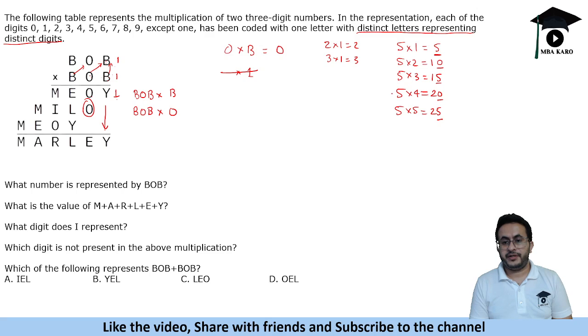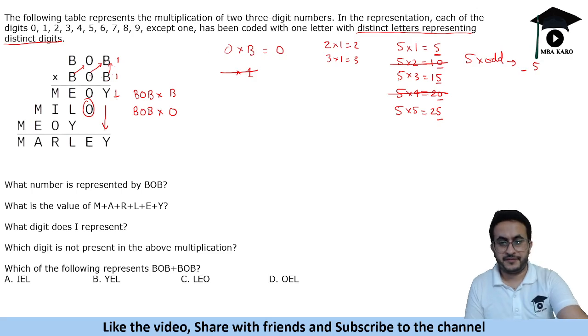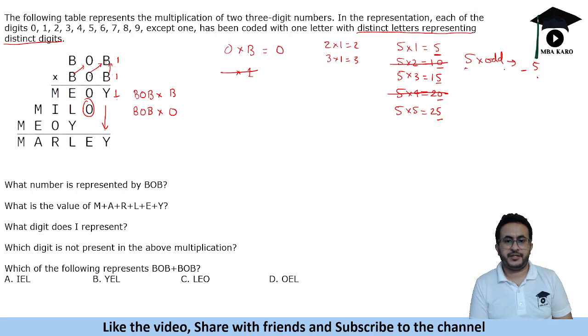Now if we multiply 5 by an odd digit, 5 into odd, the last digit is 5. So 5 and the same digit repeated. So O should be 5 and B should be an odd digit, so that we get the digit as 5. So that is another possibility. And let us think of some more possibilities such that you get the same digit.